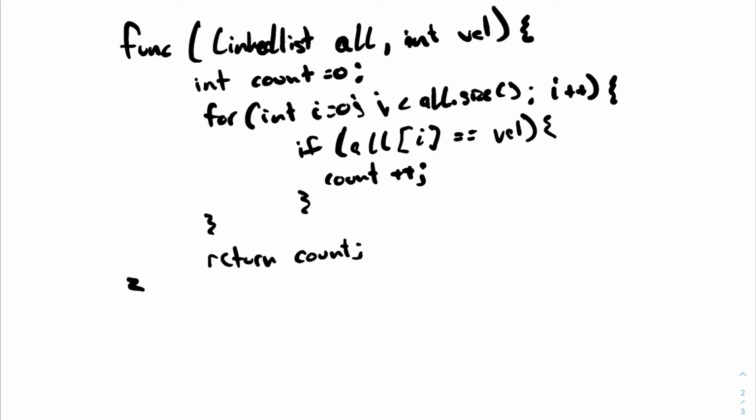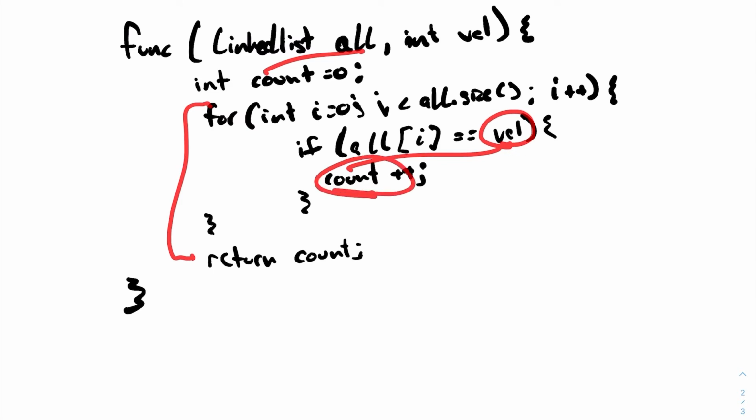So very simple. This is essentially just looping through a linked list, checking how many elements are equal to the value. It keeps track of a count that increases, and then finally we return the count. So it's just a function that's counting how many times this value shows up in the linked list. All right, let's do our logic again.